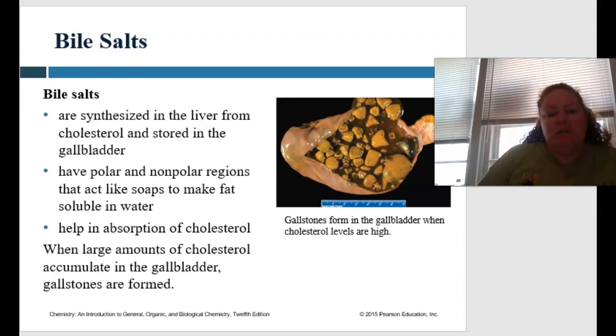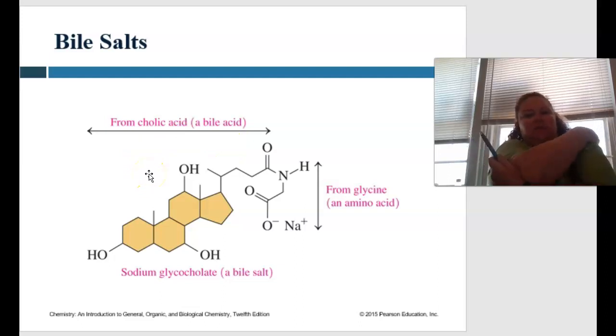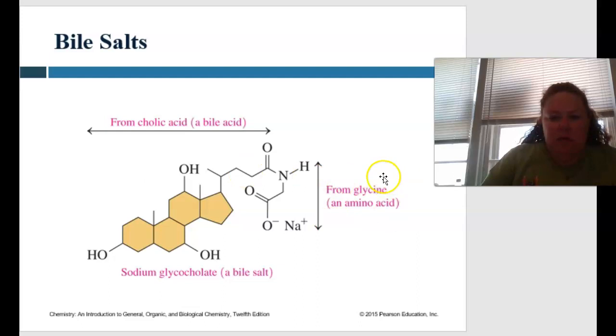So when large amounts of cholesterol accumulate in the gallbladder, this can be a bad thing, and gallstones, as you can see in this picture, can be formed. And those are very painful. What you can see is the structure here of the bile acid, from cholic acid, and then you have the glycine that's from the amino acid, and those two parts come together to make sodium glycocholate, which is a type of bile salt.